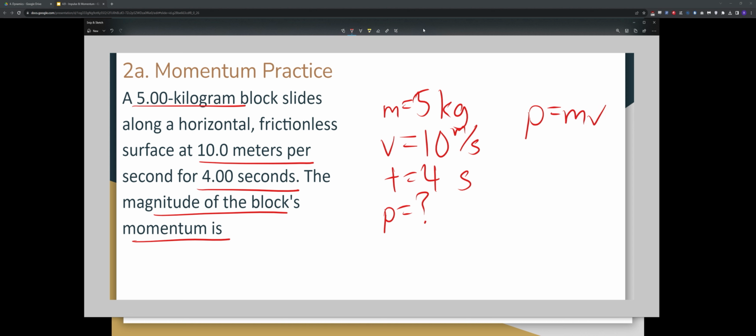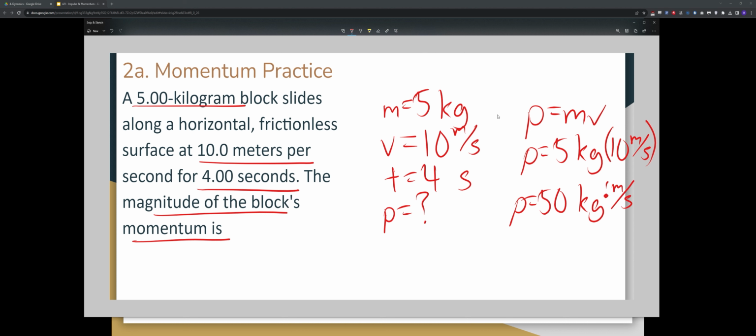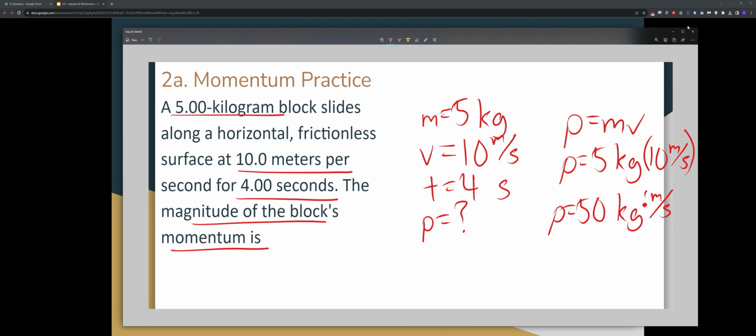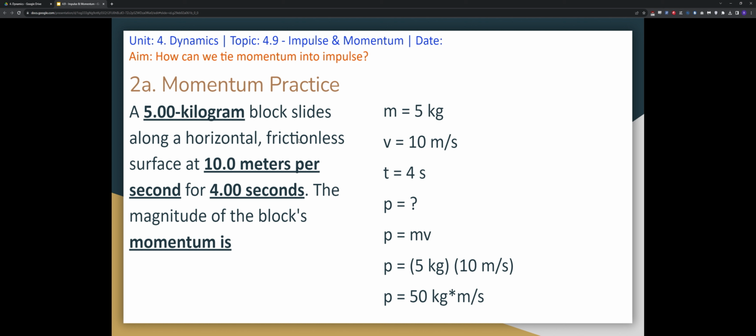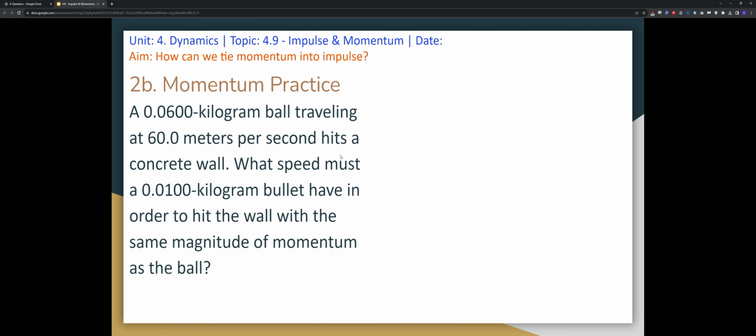Well, the formula for momentum is 5 kg times 10 meters per second. And then you get 50 kg times meters per second. And that is the answer. Feel free to pause it if you would like to do so. And here on the Google Slides, I do give you the answer. I highlight all my work. So if you want to see what the answer is, feel free to just go back.